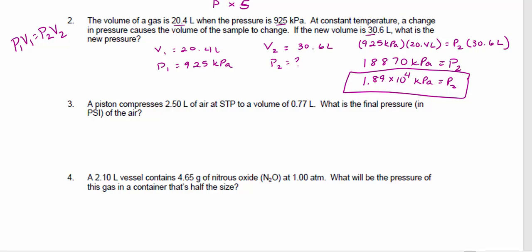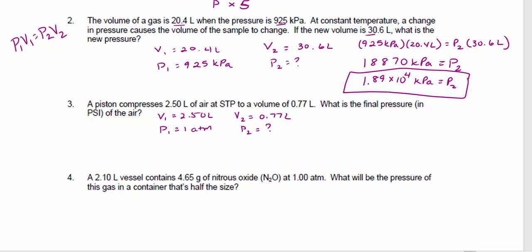So number 3, a piston compresses. And so I have a volume 1 of 2.50 liters of air at STP. That means my pressure is defined as 1 atmosphere. That's not 1 significant digit; it's defined that way. And it compresses that much air to a new volume of 0.77 liters. So what is the final pressure?